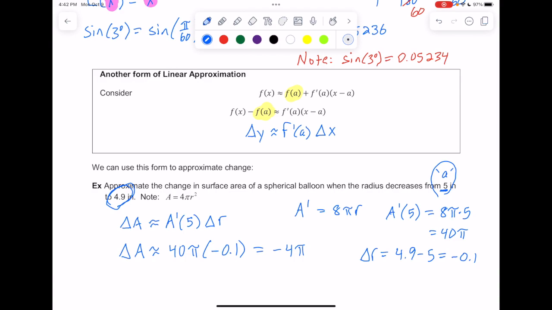Okay, and then what would the units be? Since this is area and the radius was given in inches, it would be negative 4 pi inches squared. Notice, by the way, that the negative does make sense, because if you're letting air out of the balloon and the radius is shrinking, the balloon's getting smaller, so its surface area would be decreasing. So there we are using this idea of linear approximation to estimate the change in surface area on a balloon where all we know is how much its radius shrank. It's not the exact change in surface area, but it should be a good approximation because we're just moving a small bit away from our point of tangency.